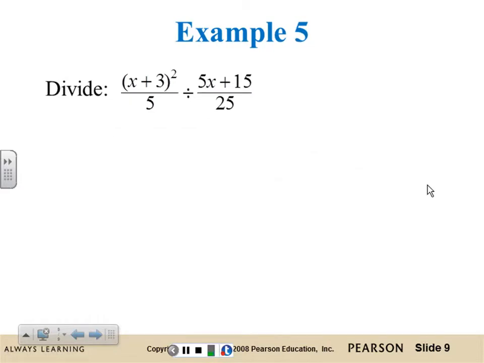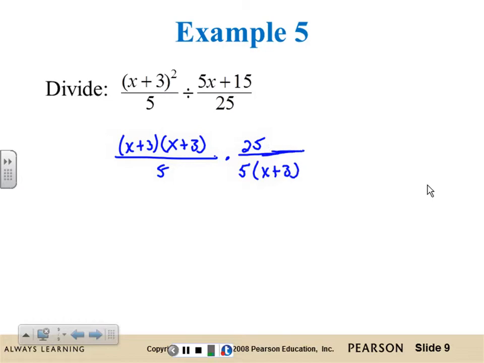Alright, let's try one more time. So again, I'm going to expand that x plus 3 just because it's easier to see. You don't have to if you understand that there's a 2 there. And then I'm going to change division to multiplication, and I'm going to flip, and that 25 is going to go on top. And I'm going to go ahead and factor a 5 out of what is now the denominator. I factored a 5 out of this one right here. 5 will come out of both of those.